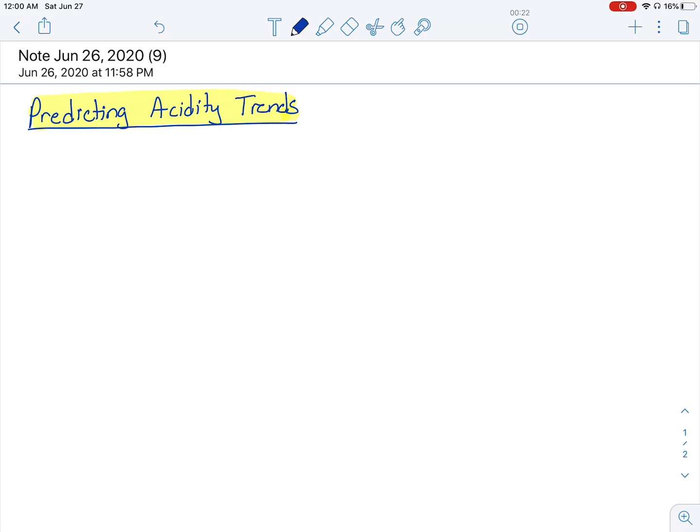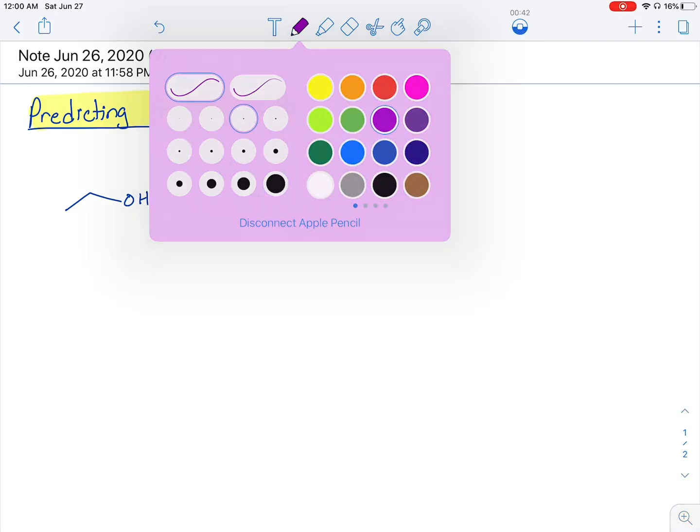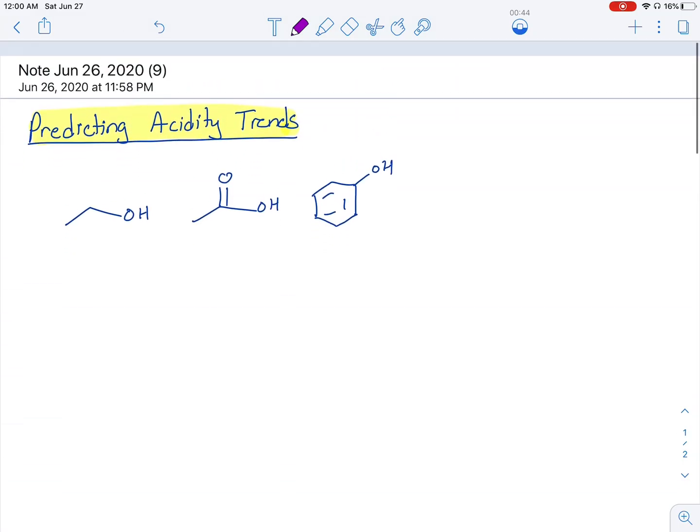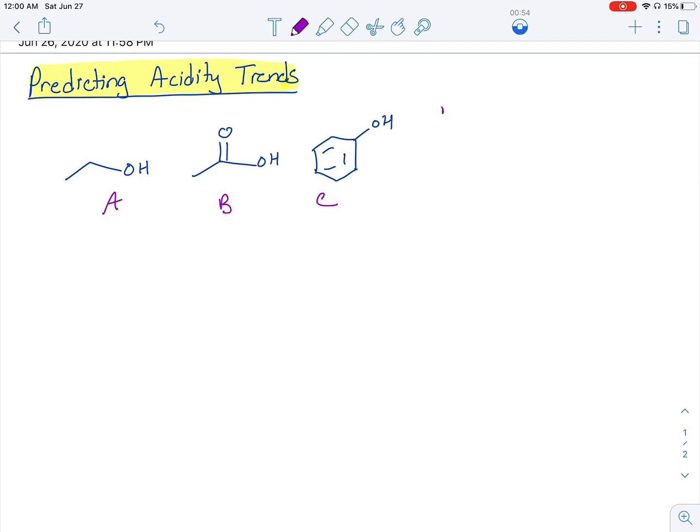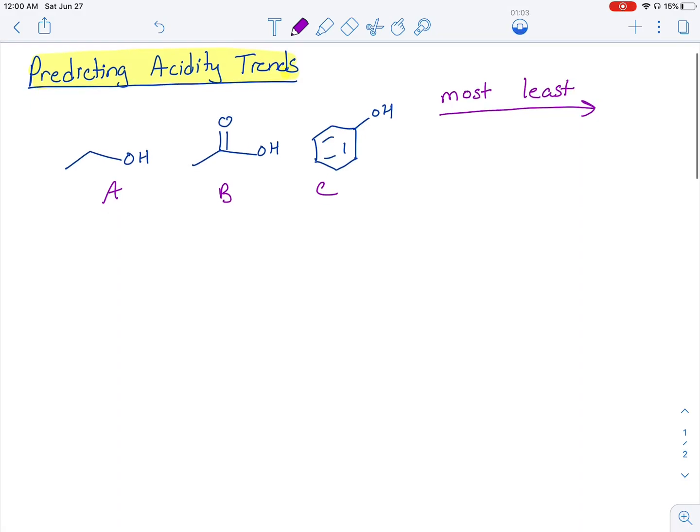Let's say that we have these three molecules here. I'm going to label these as molecules A, B, and C. Go ahead and rank these in order from most acidic to the least acidic. Do that on your paper and then answer the question, ranking these from the most acidic to the least acidic.